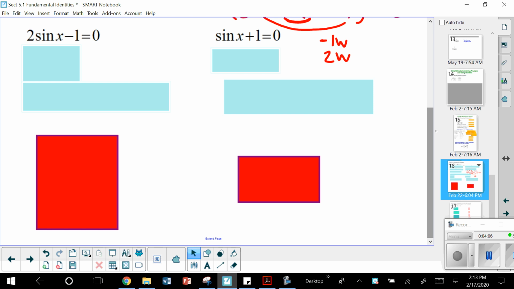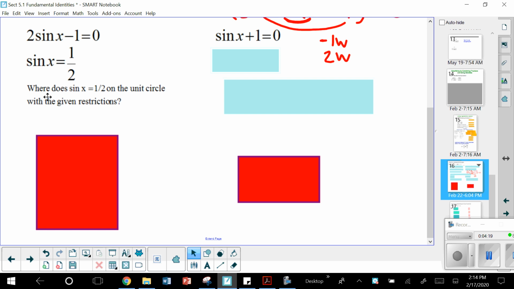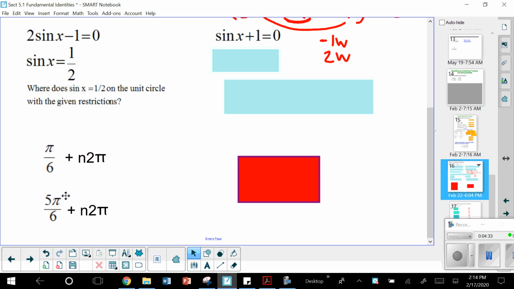On the first part here, I'm going to add 1 and then divide both sides by 2. So you need to think to yourself, where on the unit circle does sine x equal 1/2? And we didn't really have any given restrictions on this one because it asked for all the solutions. So y is equal to 1/2 at pi over 6, and again at 5 pi over 6.